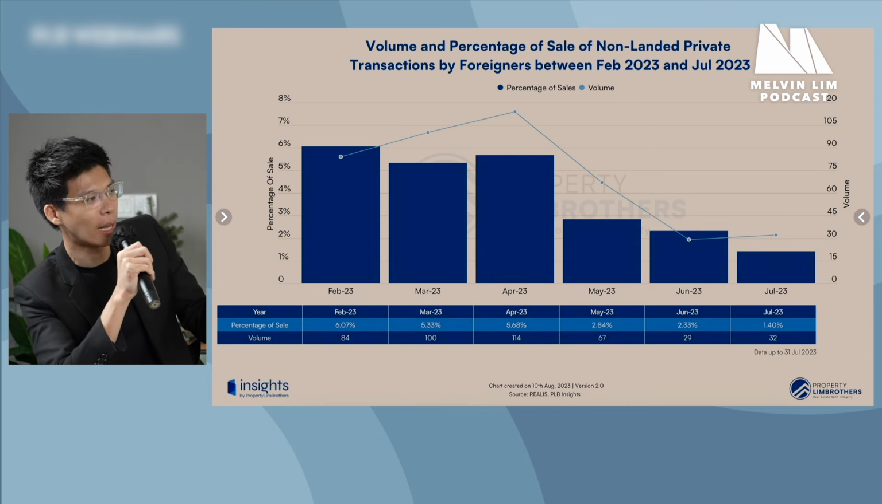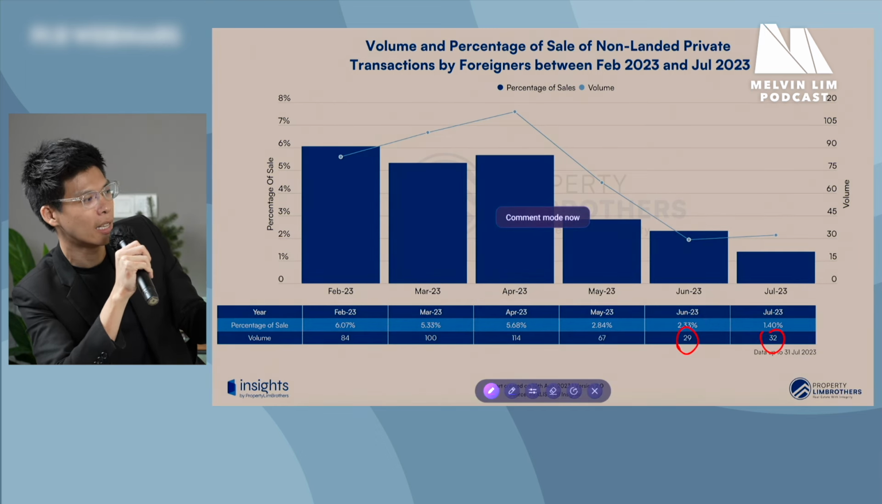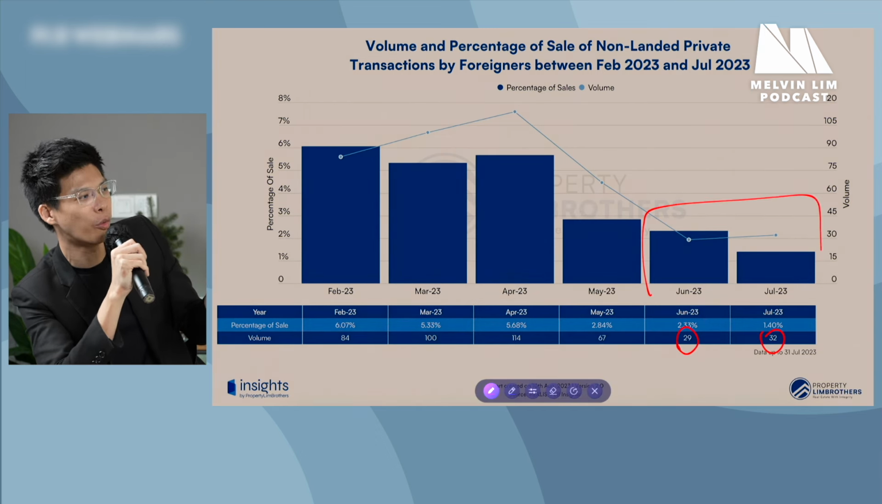But if you can see the numbers in June and July, basically we're looking at the blue line. Now this, I would say, reflects proper transactions with the new ABSD rate: 29 transactions for June and 32 transactions for July for foreigners.